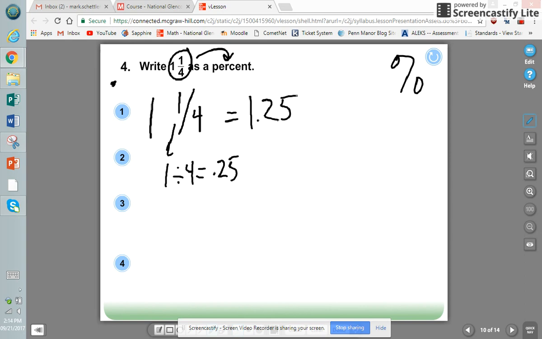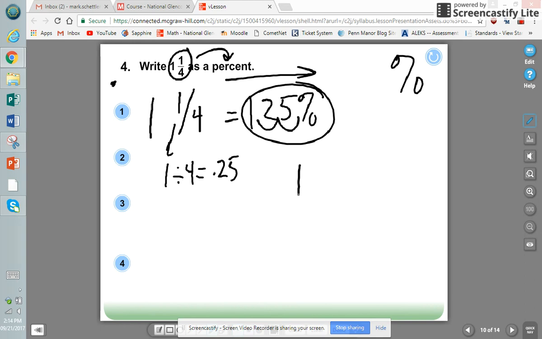Now, let's change that to a percent. Which way do I have to bounce? I'm going to bounce towards the percent. Bounce, bounce, put the percent symbol, and I'm done. 1 1/4 equals 125%. And boy, oh boy, I hope I see that on my reading test today too.